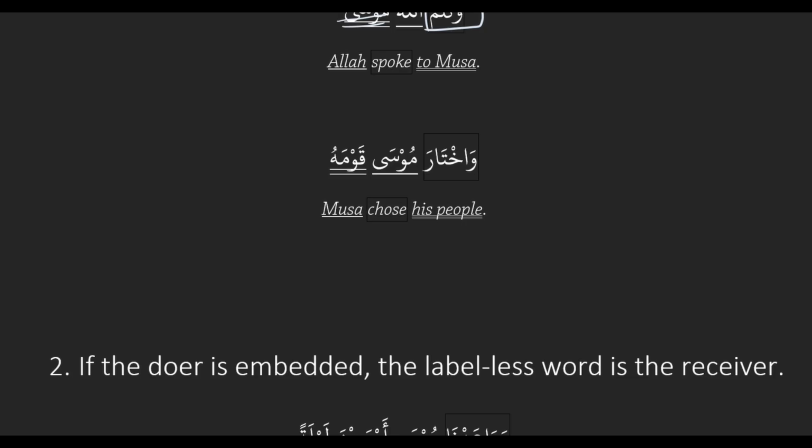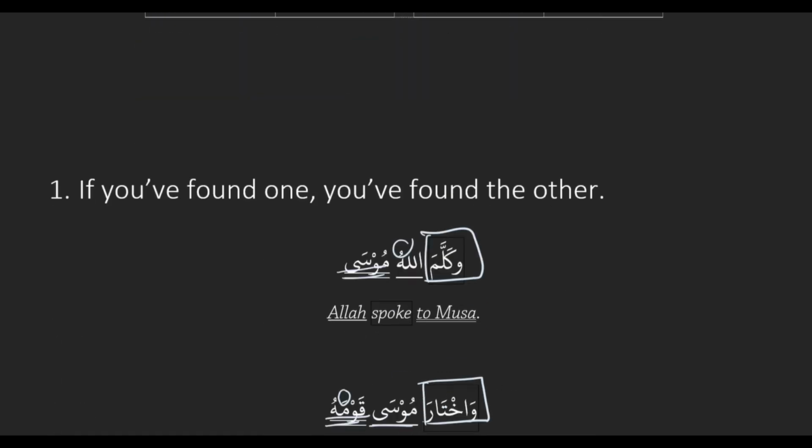Here's another example. وَاخْتَارَ مُوسَى قَوْمَهُ. Action sentence again. اختار is our action. Musa, labelless, so we'll leave it for now. What can you tell me about قَوْمَهُ? It's possessive, and قَوْمَ has a receiver label. So قَوْمَهُ makes our receiver. So what role does that leave for Musa? Doer. Right. So you see how it works? If you found one, then you found the other. In the first one, we found the doer, so Musa was receiver. Second one, we found a receiver, so Musa was doer. Exactly.